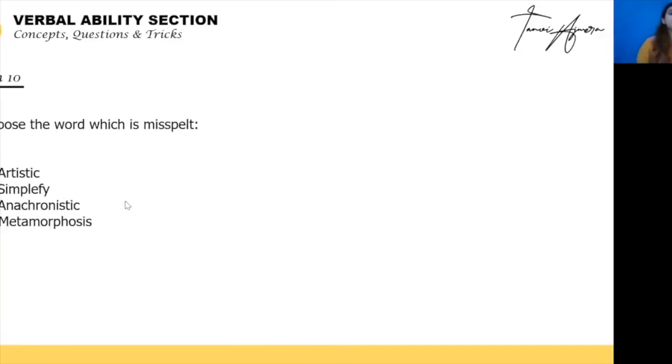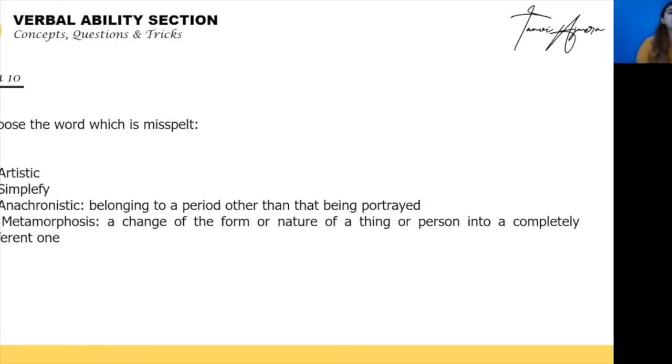Okay. Coming to the last question, choose the word which is misspelled. Yani ki spelling error dhoondna hai. Artistic, absolutely fine. Simplify. What is the spelling of simplify, students? SIMPLIFY. But this question says EFY. So I don't have to even look at what the other options are. However, for your sake, I've given you the meaning.